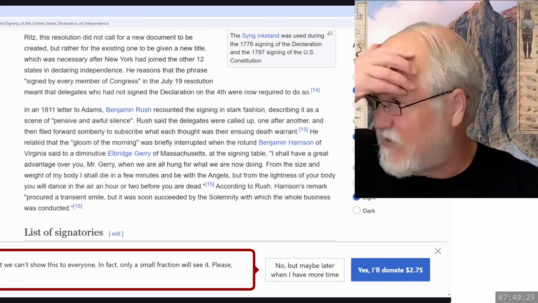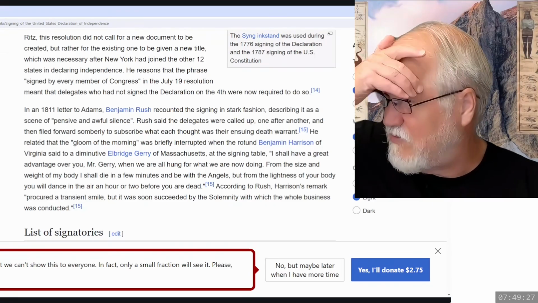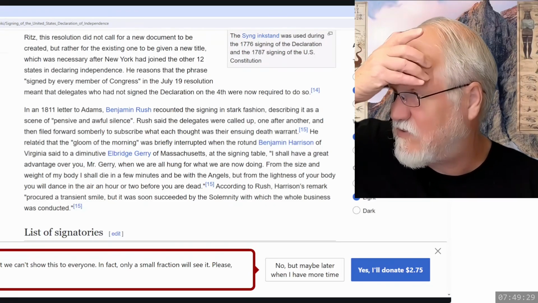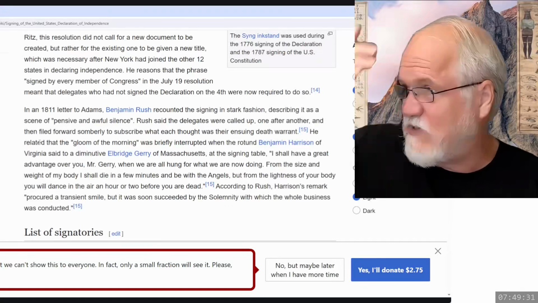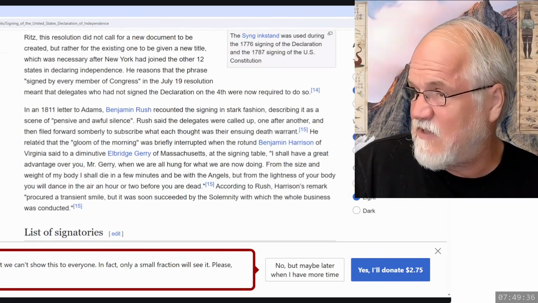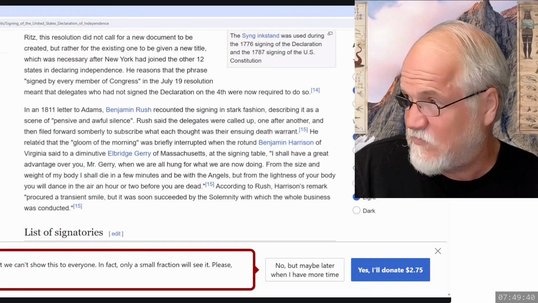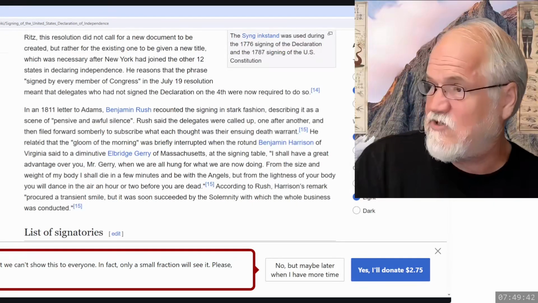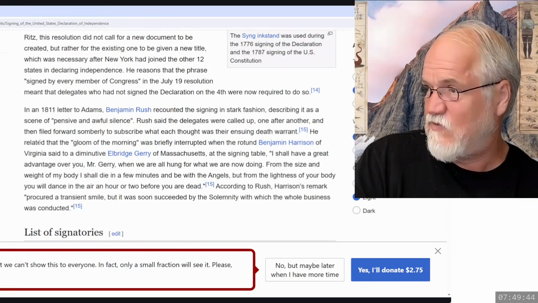In an 1811 letter to Adams, Benjamin Rush recounted the signing in stark fashion, describing it as a scene of "pensive and awful silence." Rush says the delegates were called up one after another and then filed forward somberly to subscribe what each thought was their ensuing death warrant.